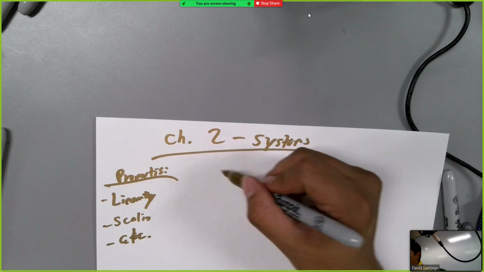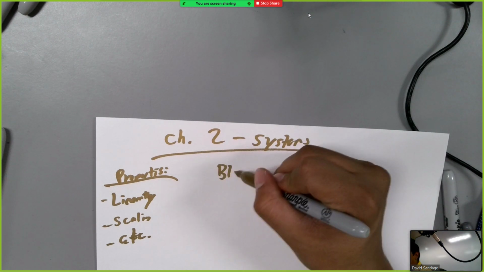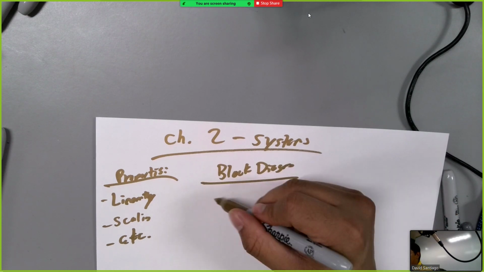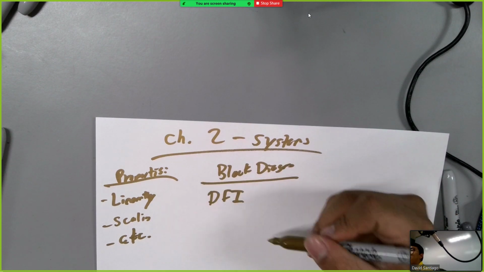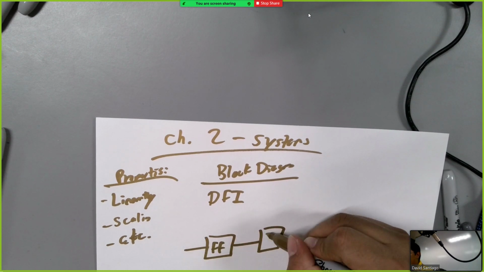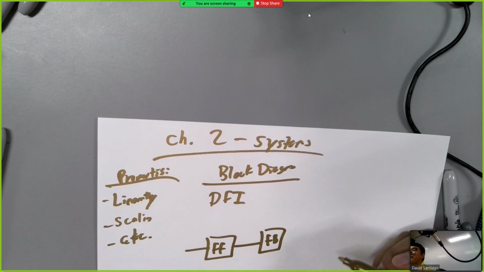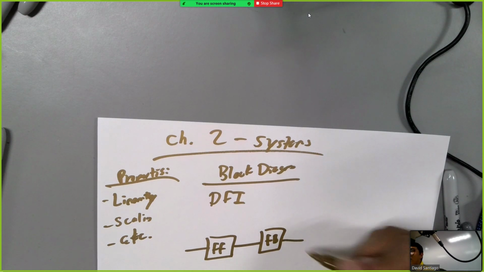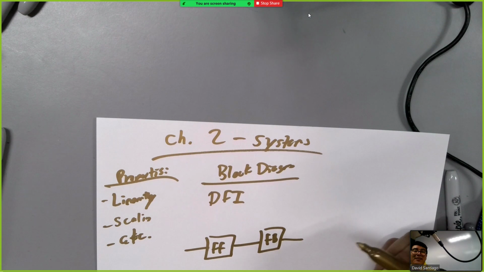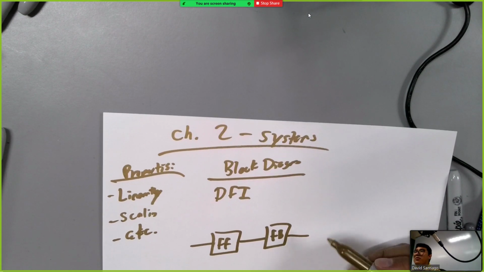What else? There's also block diagrams. There's the DF1, direct form 1. Remember that one? This one's a simple one: feed forward, feed back. It's just the direct one. We have all these zeros in the front. We all know what zeros are right now. And then we have all these poles in the back.